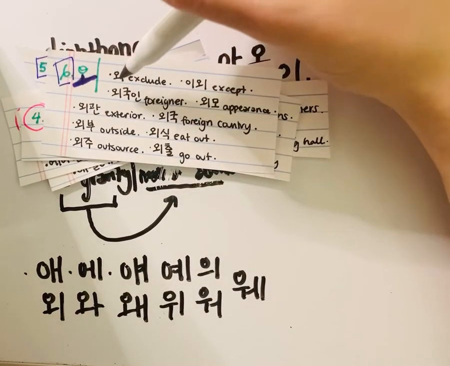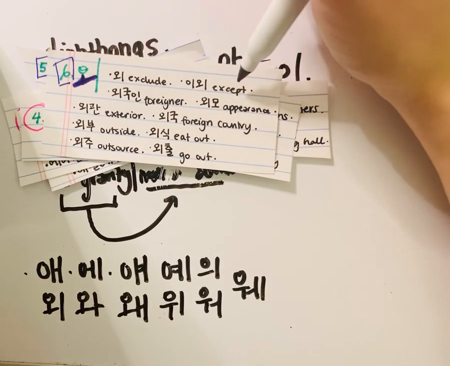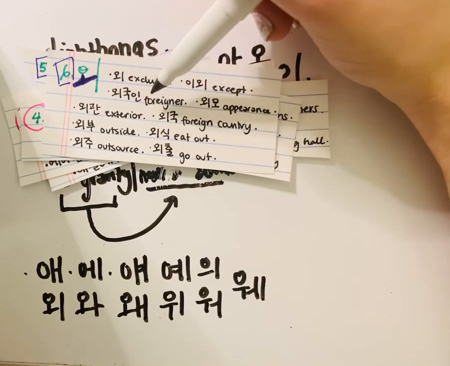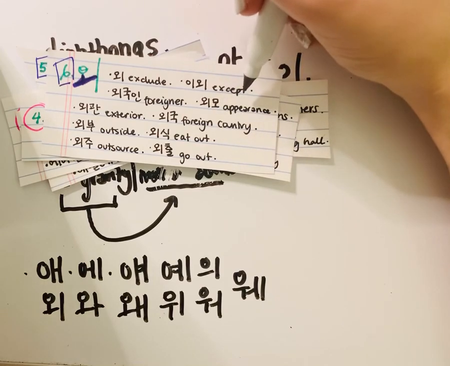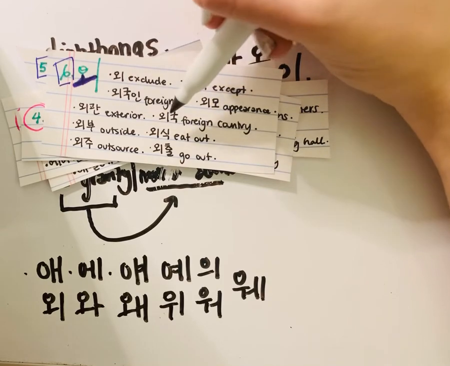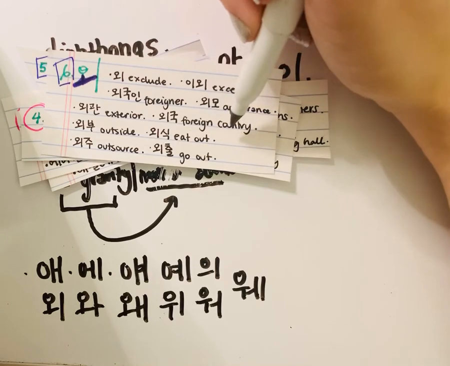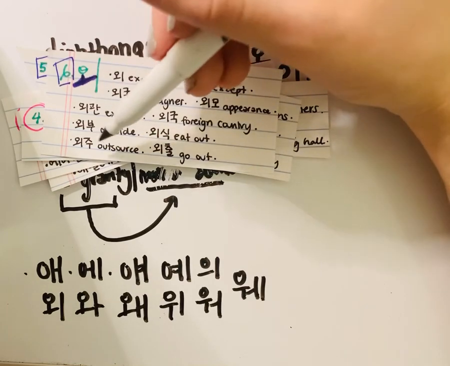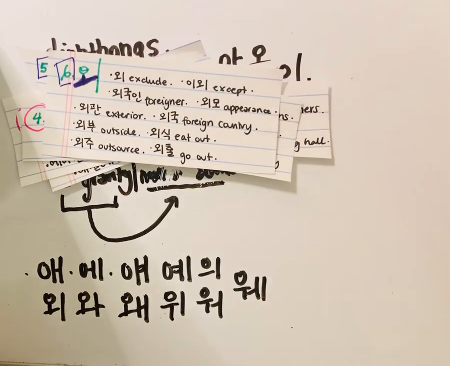Then we have 왜. 왜 can mean to exclude. 이외, except, or including all but. 외국인, a foreigner, or 외국, a foreign country. 외모, appearance, your outward appearance. 외관, an exterior. 외부, outside. 외식, to eat out. 외주, to outsource. And 외출, to go out.